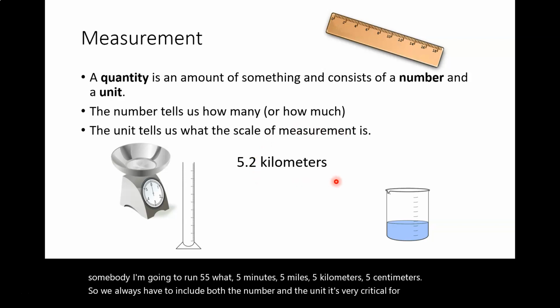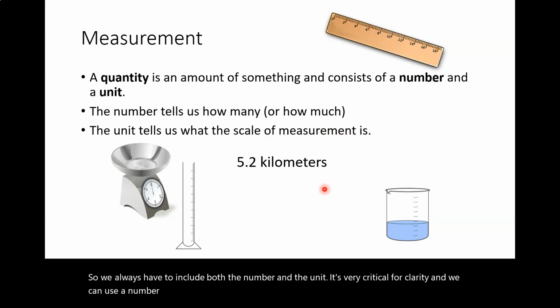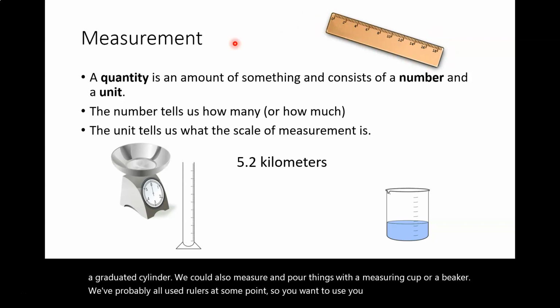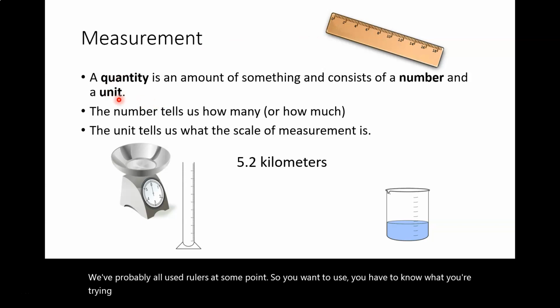And we can use a number of different devices. So in lab, we will be using an analytical balance as well as a graduated cylinder. We could also measure and pour things with a measuring cup or a beaker. We've probably all used rulers at some point. So you have to know what you're trying to actually measure and what unit you want so that you can use the appropriate equipment as well.